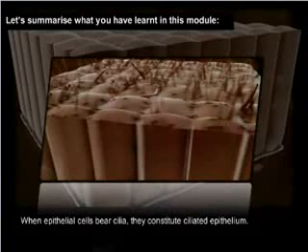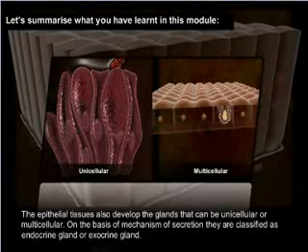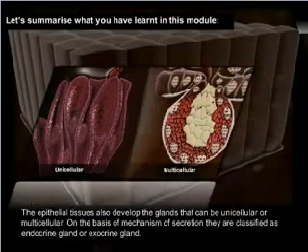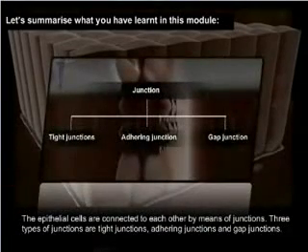When epithelial cells bear cilia, they constitute ciliated epithelium. The epithelial tissue also develops the glands that can be unicellular or multicellular. On the basis of the mechanism of secretion, they are classified as endocrine glands or exocrine glands. The epithelial cells are connected to each other by means of junctions. The three types of junctions are tight junctions, adhering junctions, and gap junctions.